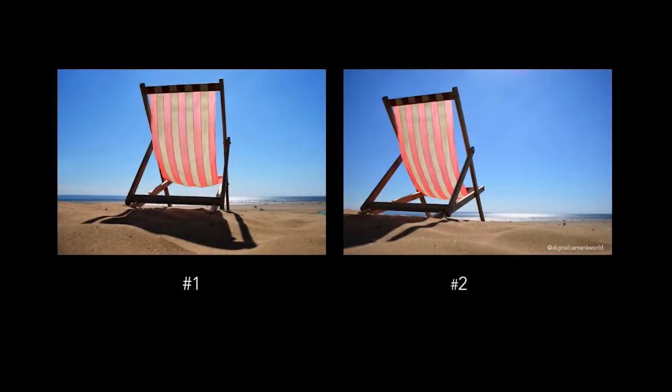So which image do you prefer? Number 2? Does anyone choose number 1? No? Why? She knows. What is it? Because the chair is put into the rule of thirds, so it's just more aesthetically pleasing to the human brain. Exactly. So rule of thirds.